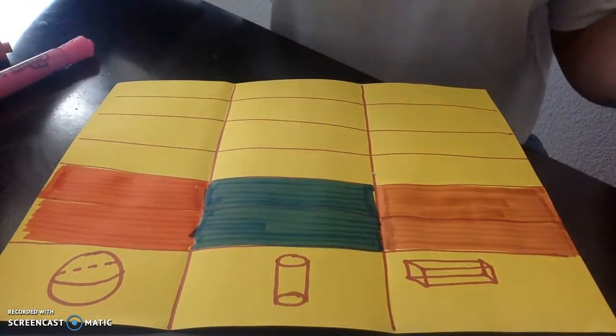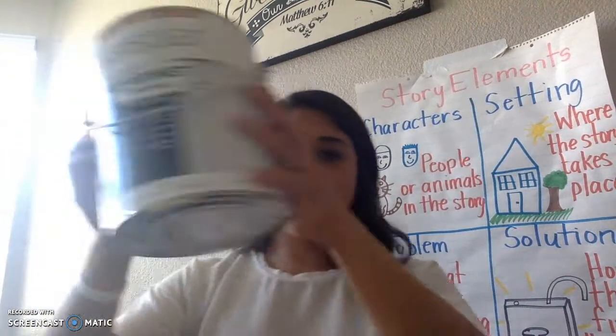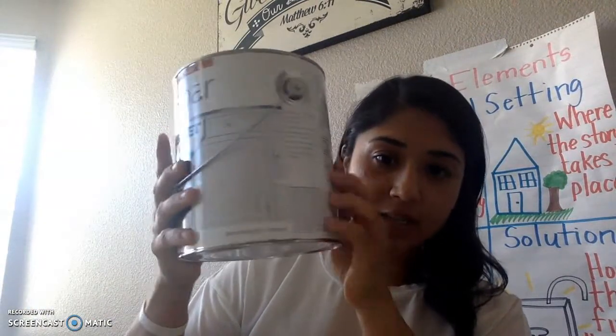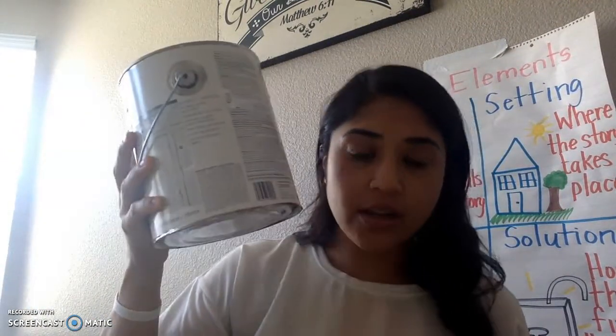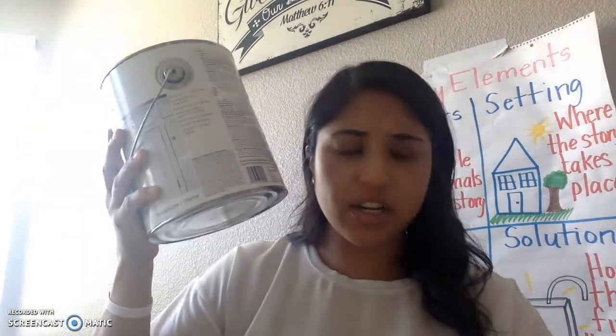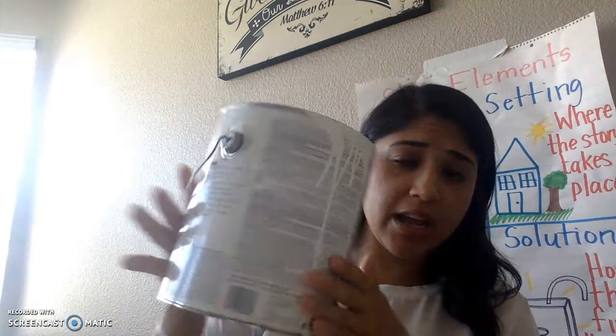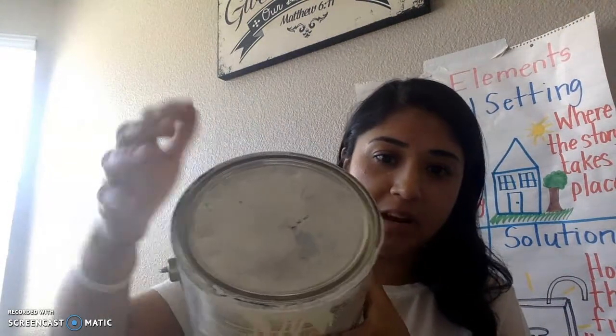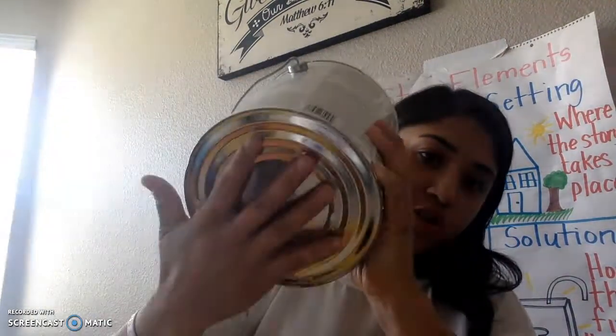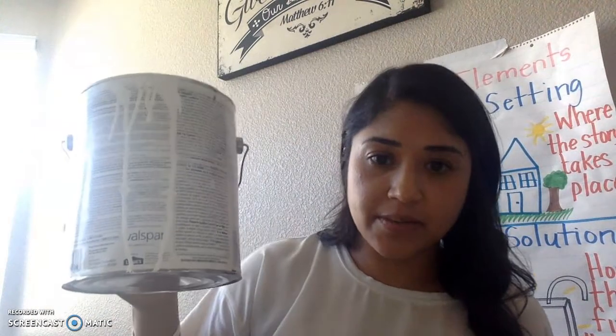So let me show you this one. This one is going to be a big one. But can you tell me what kind of shape this is? Could this be a sphere? Does it roll? Yes, it rolls, but does it roll from here? It has how many faces? 1, 2. So it would be what? A cylinder. Good job. So let's go ahead and fill that in.